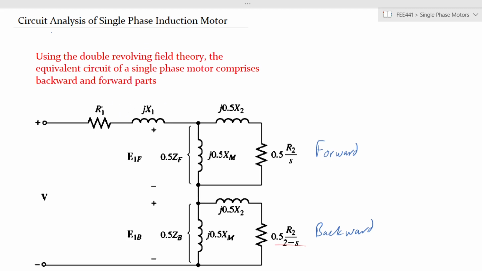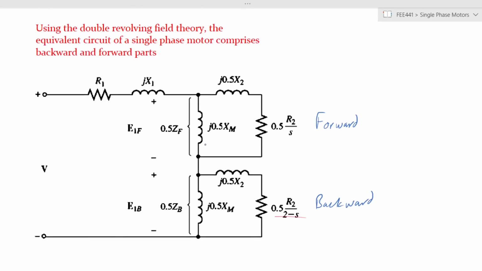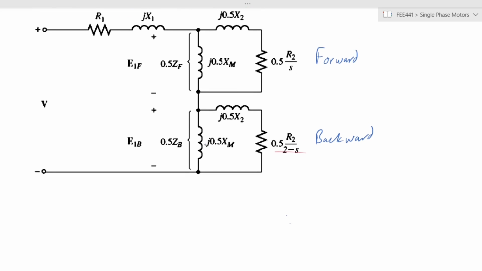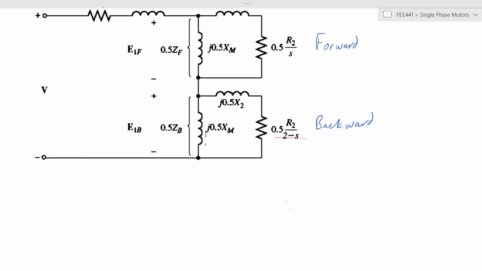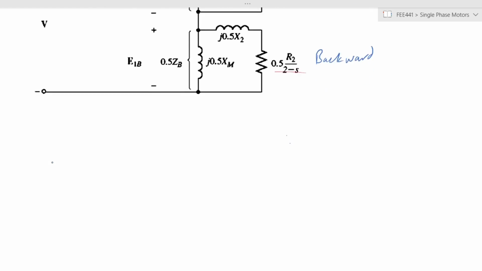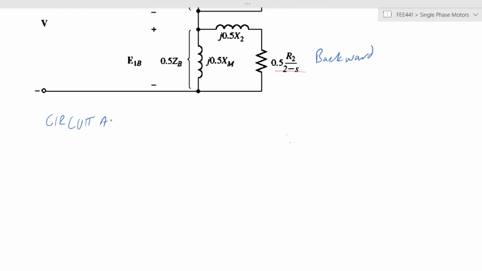Now, this is very similar to the per phase equivalent circuit of a three-phase induction motor. We have the stator components and we have the rotor components and the magnetizing inductance that we had in the previous three-phase induction motor equivalent circuit. Now, when we look at these arms that are introduced, we take into account the forward and backward characteristics of the two. So, for example, let's talk of the circuit analysis.